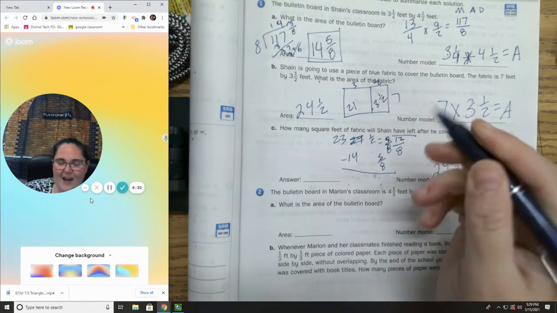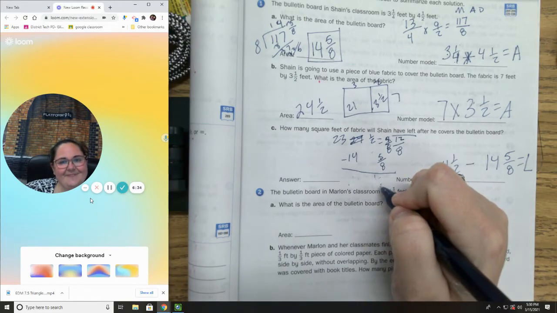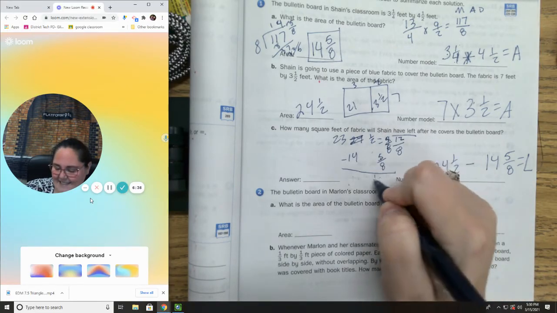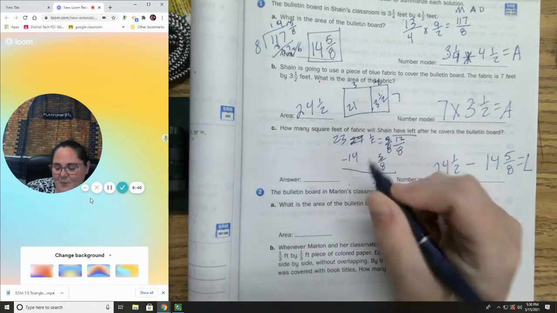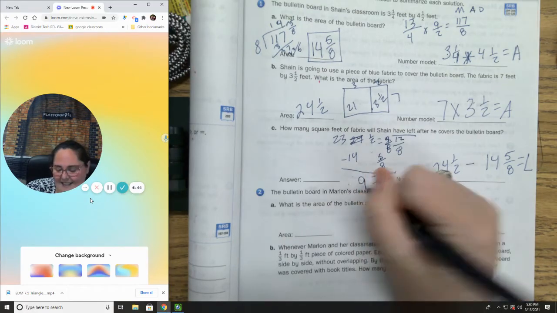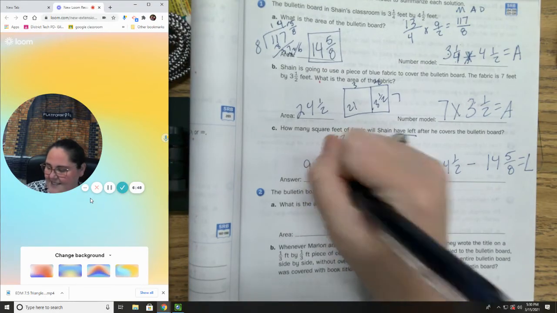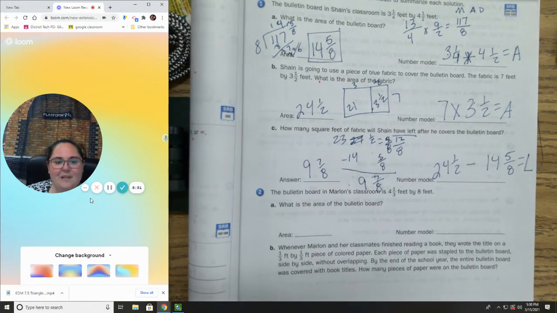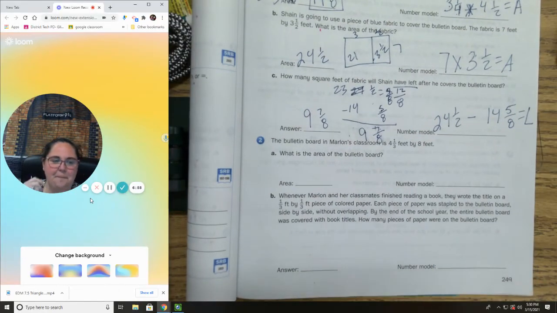12/8. 12 minus 5 is 7/8. And then 23 minus 14 is 9. Your answer should be 9 and 7/8. Boom. All right. Number 2.